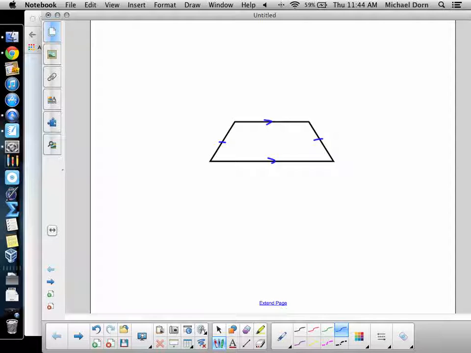Really quickly, I kind of forgot the difference between a regular trapezoid and isosceles. This is isosceles because the two legs are the same length. That's why it's isosceles. A regular trapezoid might be something like this. Okay? I still have one pair of parallel sides, but the legs are not the same. Okay?